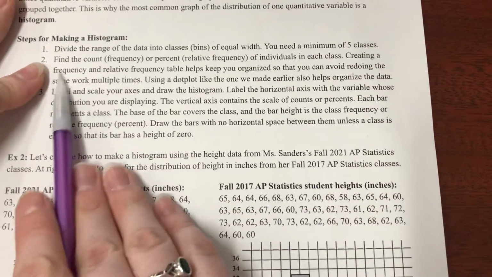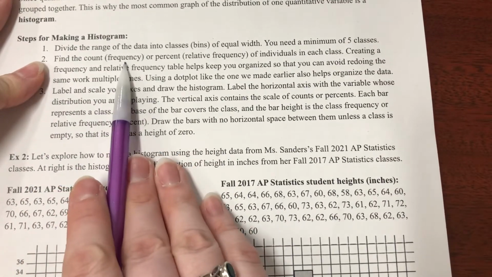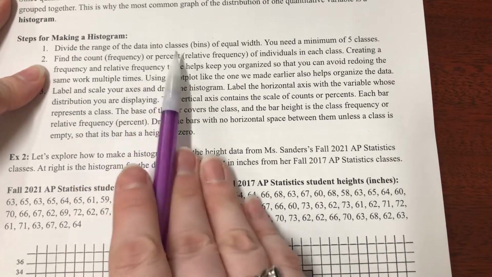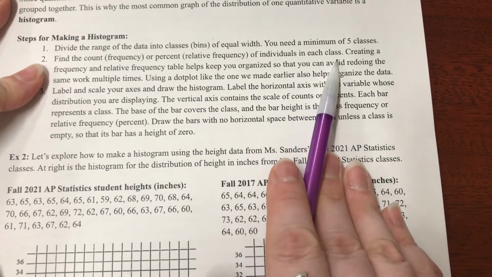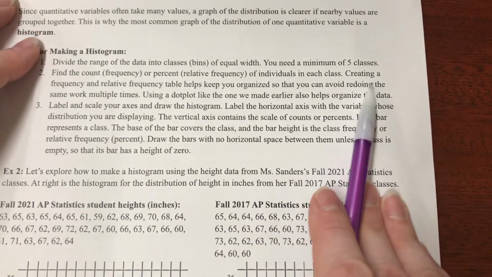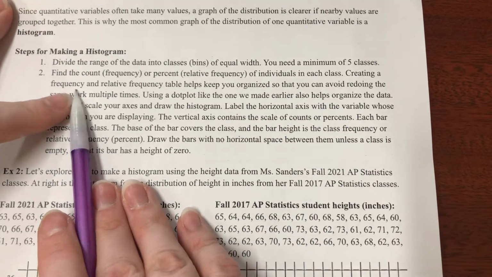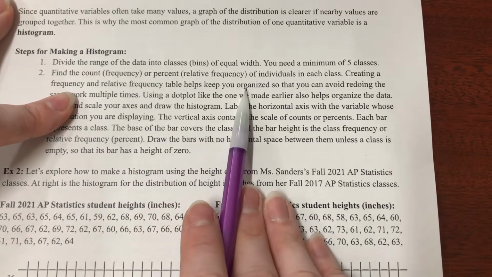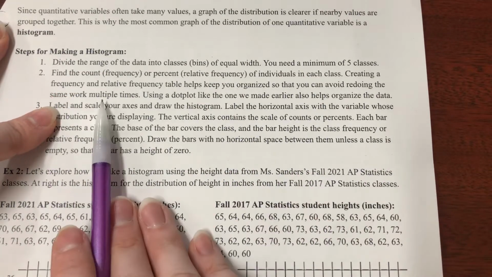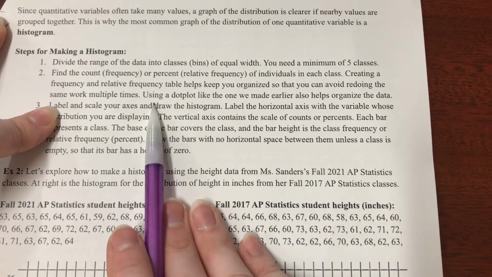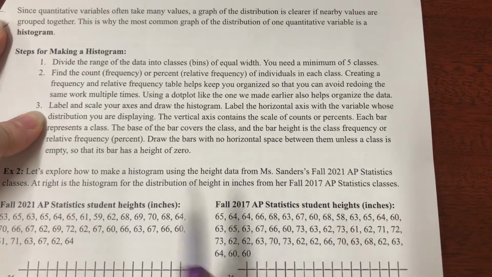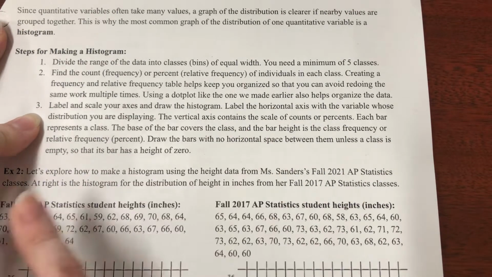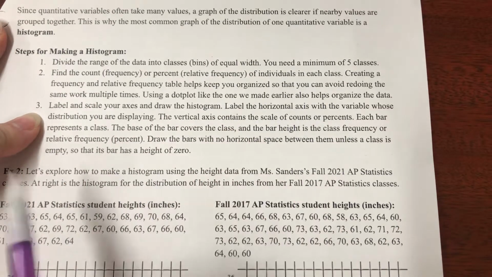All right, now we need to find the count, in other words, the frequency, so how often the numbers appear, or the percent, which is the relative frequency of individuals in each class. Now, creating a frequency and relative frequency table helps to keep us organized so that we can avoid redoing the same work multiple times. Using a dot plot like the one that we made earlier also helps organize the data. So I'm going to be referring back to my dot plot as I go through this.